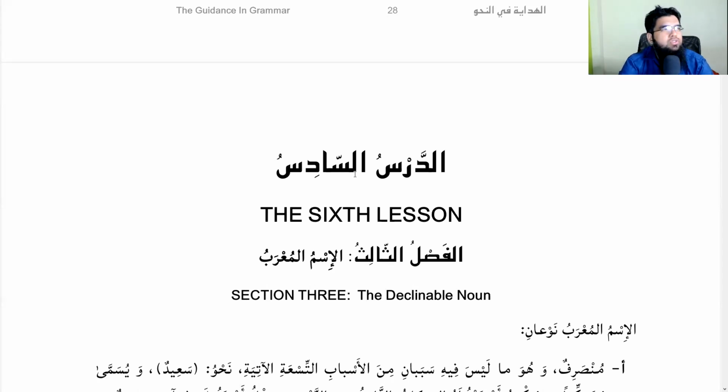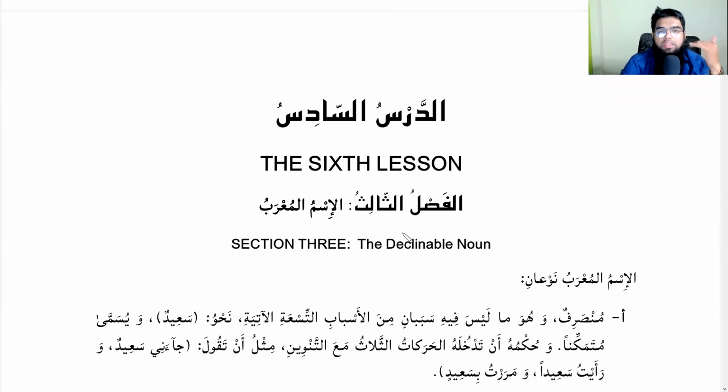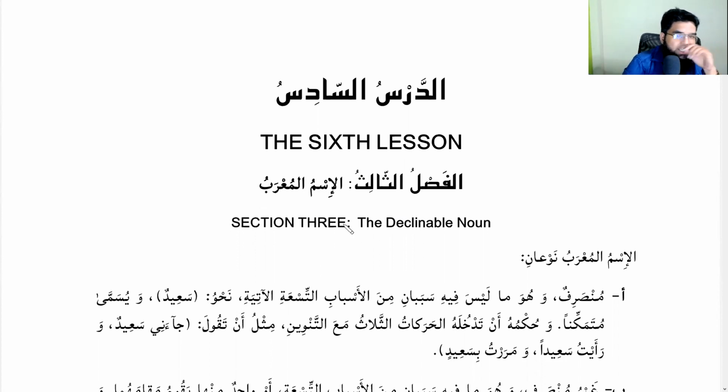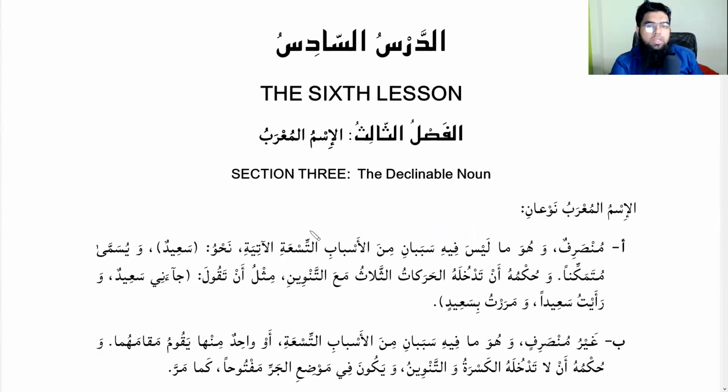Then we learned other things, like what else did we learn? Duals and plurals. That the alif comes for duals, ani becomes aini, and una becomes ina, and all those declensions. So now he'll go into the topic al ismul mu'arab, right? Al ismul mu'arab. The sixth lesson is ismul mu'arab, the declinable noun.